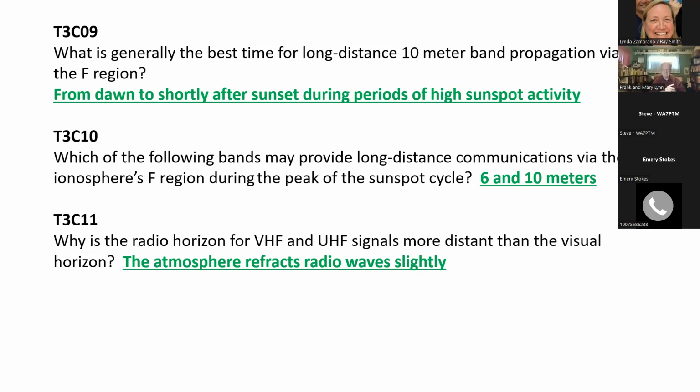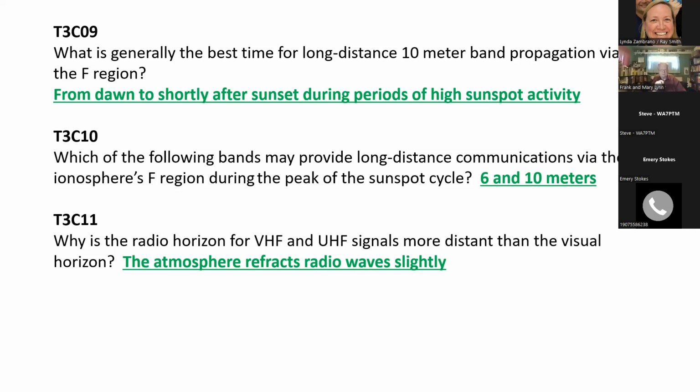Which of the following bands may provide long distance communications via the ionosphere's F region during the peak of the solar spot cycle? We just got done talking about that, 6 and 10 meters. You've got to realize 6 meters is a VHF frequency or band, and 10 meters is real close to it. So they're almost line of sight unless you have a very high concentration of ions in the upper atmosphere.